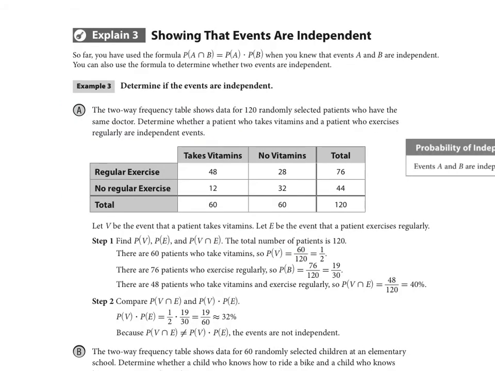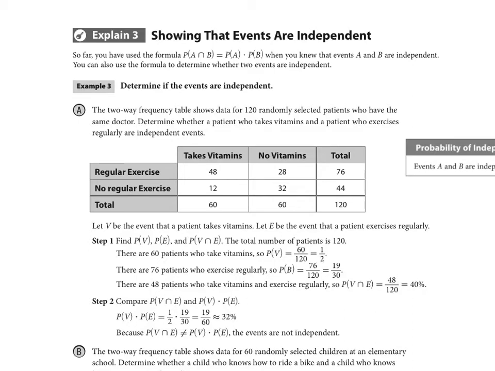Okay, we are on page 1153, and the last part of this video, 22-2C, is going to be how we show that events are independent. We've talked about what they are, how to check whether they're independent, and how to calculate the independent probabilities. Now we're going to talk about how to show that those events are independent.